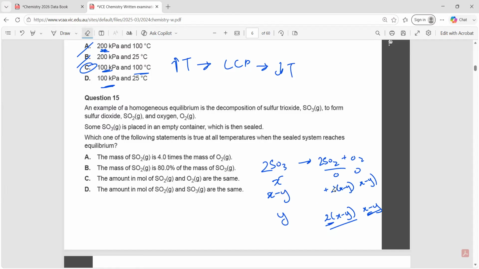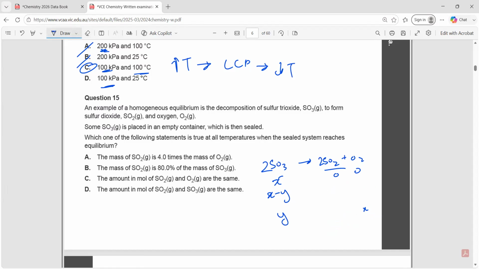Oh wait, no, hold up. It should be X minus Y over 2. Completely done this wrong. So this should be X minus Y, and this should be X minus Y over 2, right? It's because that's the same change. So the mass of SO2 should be 4 times the mass of O2. Let's think about that. The amount in moles of SO2 and SO3 are the same. I don't know.